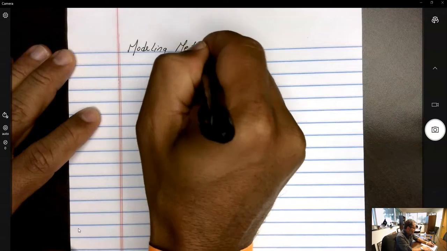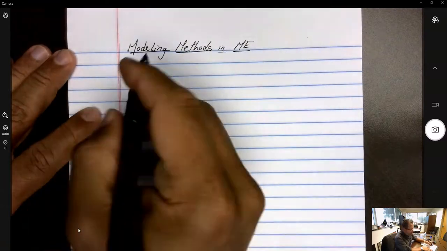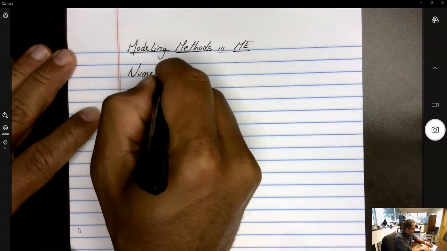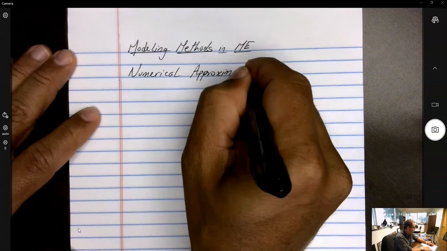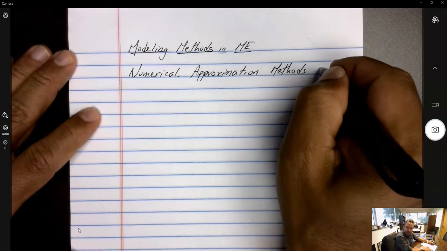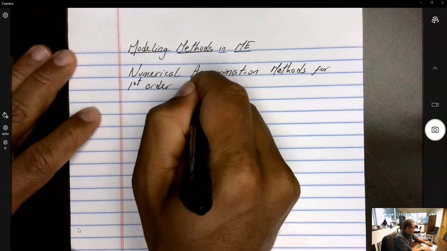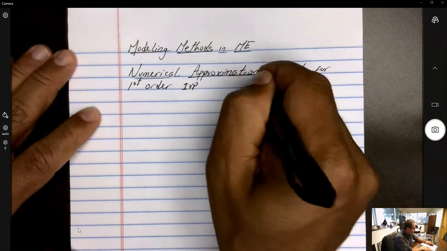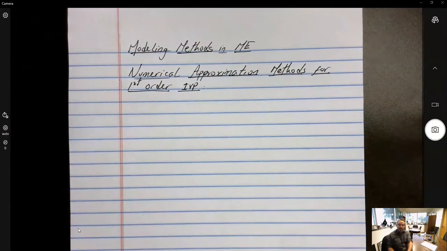So again, this is Modeling Methods in ME, and we are going to go over numerical approximation methods for first order initial value problems. And again, for these methods to work, the differential equation does not need to be linear. It just needs to be written in a generic form for which we can implement these techniques.